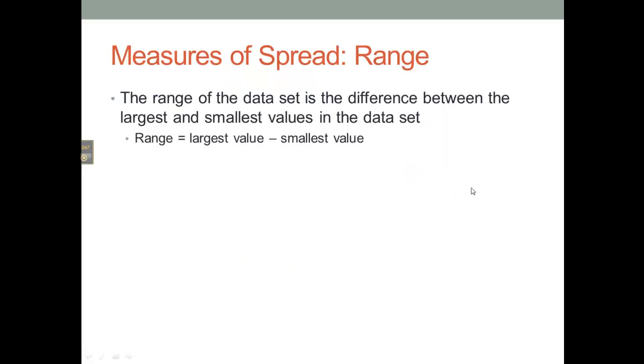So let's quickly talk about the range. The range of a data set is the difference between the largest and smallest values in the data set. Range equals largest value minus smallest value.